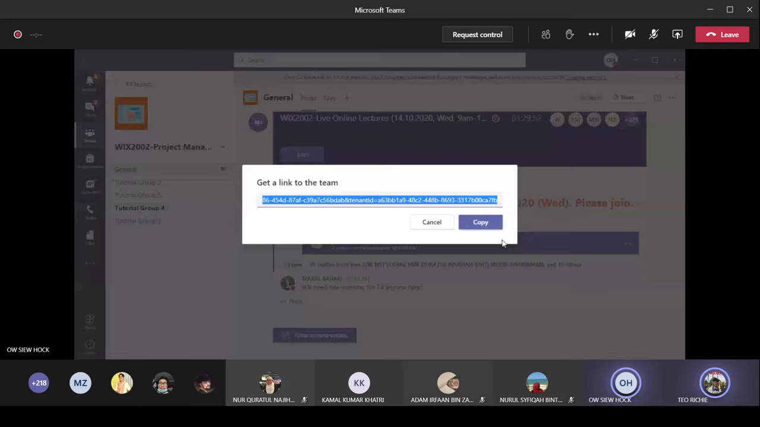Yes. But here's the problem. How are we going to get it? Because we're not in the team, so the chat function is currently off. Let me know you're from group what? Two. Yeah, that's what I'm saying. I haven't added group 2 yet. I added group 4. I haven't added everyone yet because there are many of you.